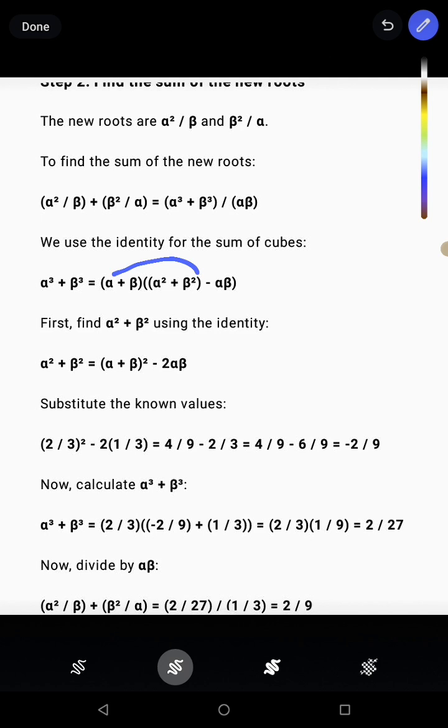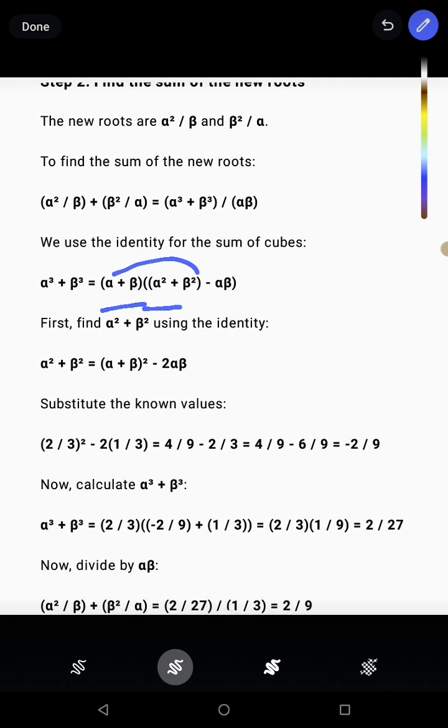So alpha cube plus beta cube, from symmetric property we get to know that it is alpha plus beta, then open bracket alpha square plus beta square minus alpha beta. Now alpha square plus beta square again is actually alpha plus beta all squared minus 2 alpha beta. Are we together here? Are we getting what I'm saying at all? Please get it straight. So what do we now have now?